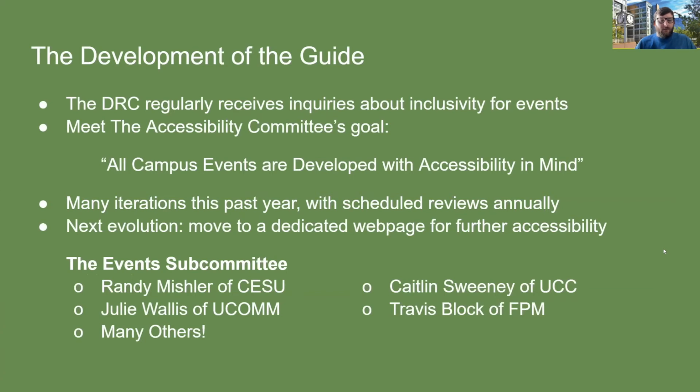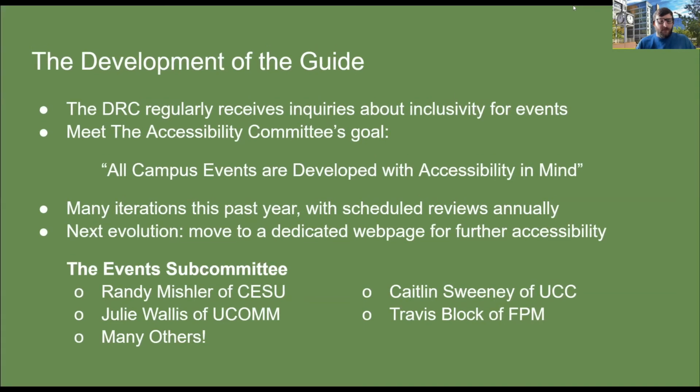And I think before continuing on, it's important to point out a little bit more of the development. Aside from just simply being the right thing to do for our campus community, a lot of the rationale for it is that the DRC does regularly get these inquiries about how to provide inclusivity and accessibility for events. The guide also meets the accessibility committee's goal of ensuring that all campus events are developed with accessibility in mind.